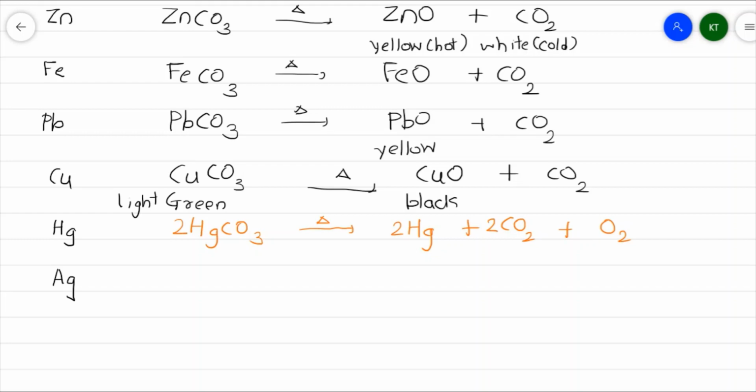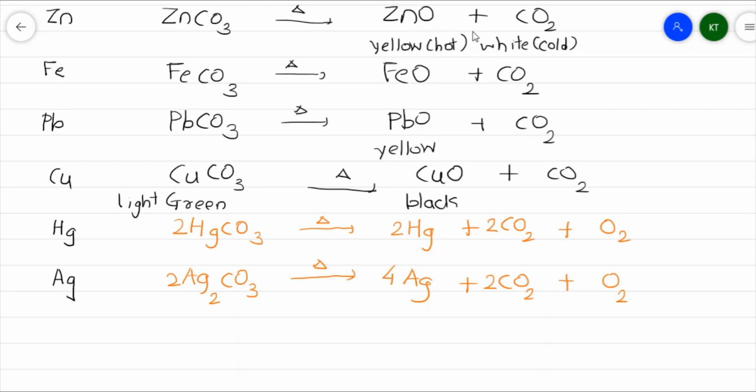Then I take silver carbonate, that is Ag2CO3, because carbonate is a bivalent radical and silver is monovalent. When I heat this, I will get silver metal plus carbon dioxide plus oxygen. To balance this, 2Ag2CO3 gives 4Ag, and this is in 2.